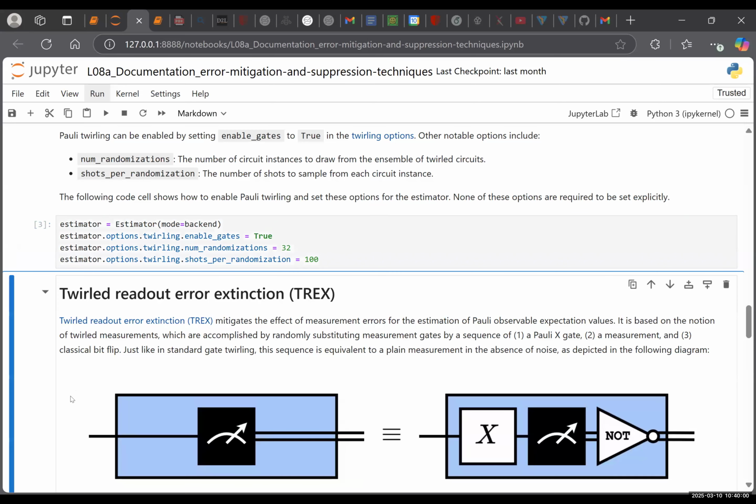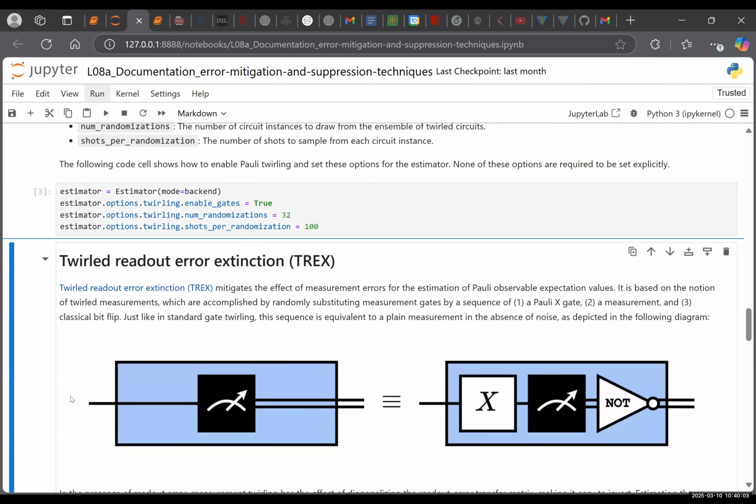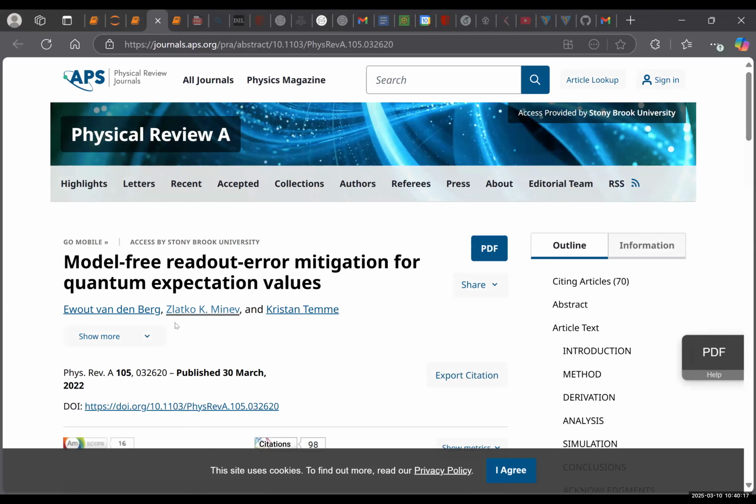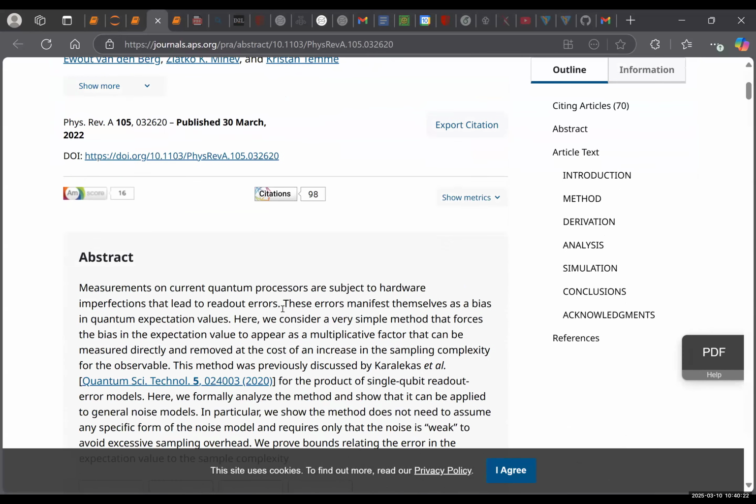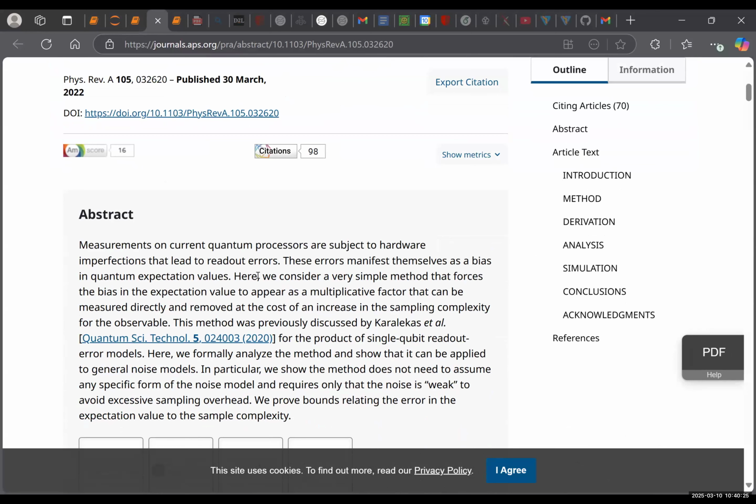So I talked about using the random Z to make it classical, but there's also a different way. That's mostly a thing invented by IBM. It's called twirled readout error extinction. This is from this paper, by IBM people. This is mostly for the readout measurement. So they consider a simple method to force the bias in the expectation value to appear as a multiplicative factor, which can be measured directly and removed at the cost of an increase in sample complexity.